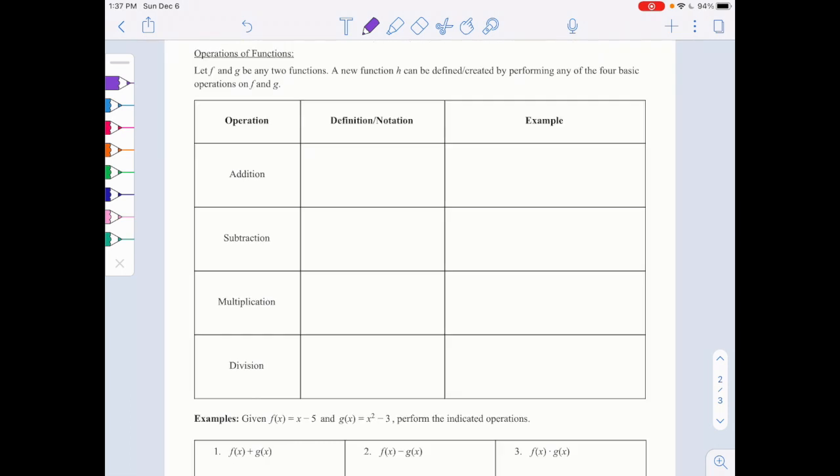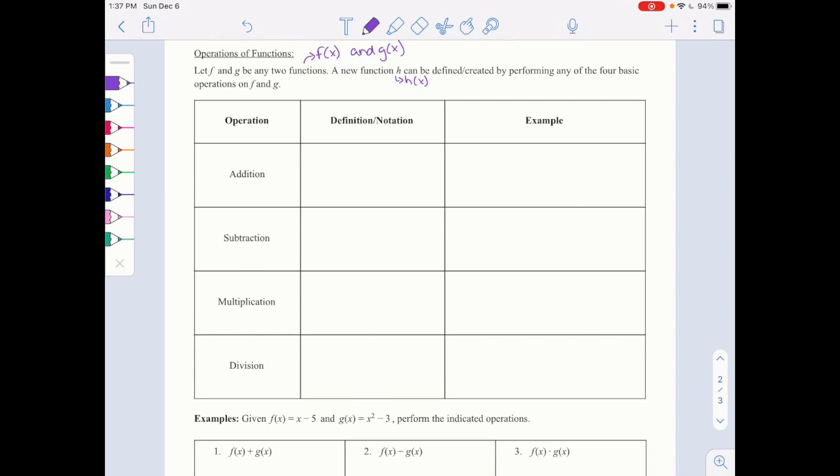Operations of functions. This says let f and g be any two functions, and really what that means is f of x and g of x. A new function h, or h of x, can be defined or created by performing any of the 4 basic operations on f and g. So basically I can add f and g together, I can subtract f and g in a different order, I can multiply them, or I can divide them and come up with some new function.